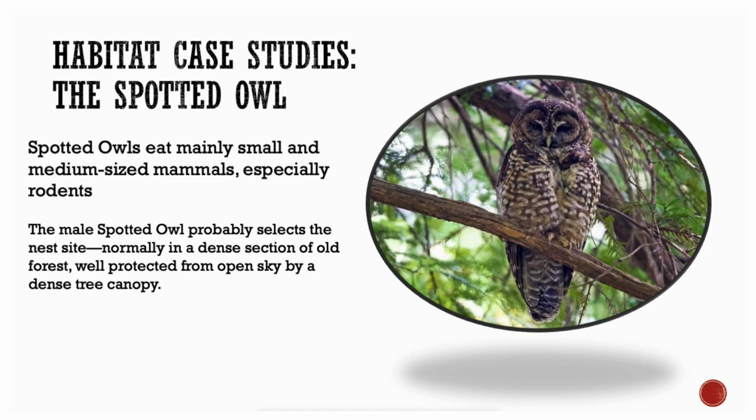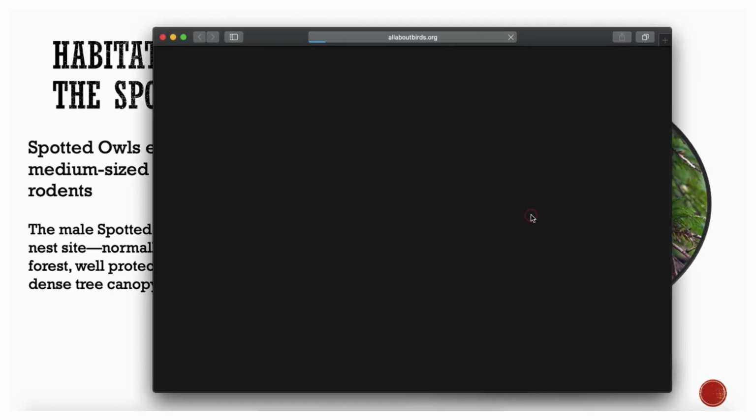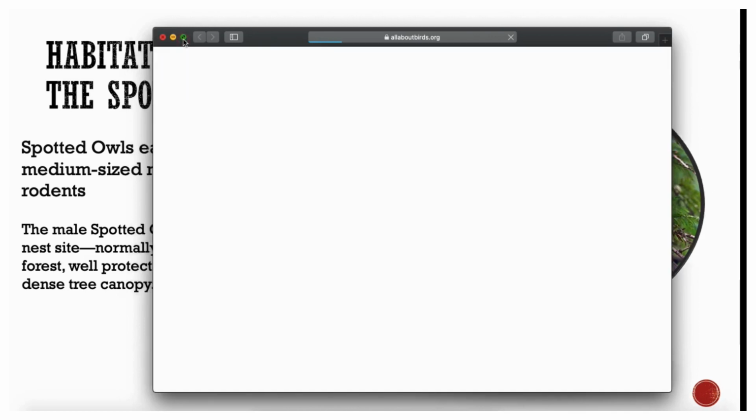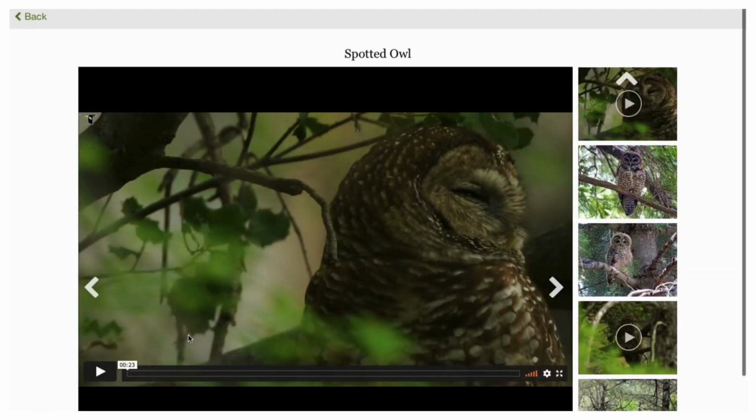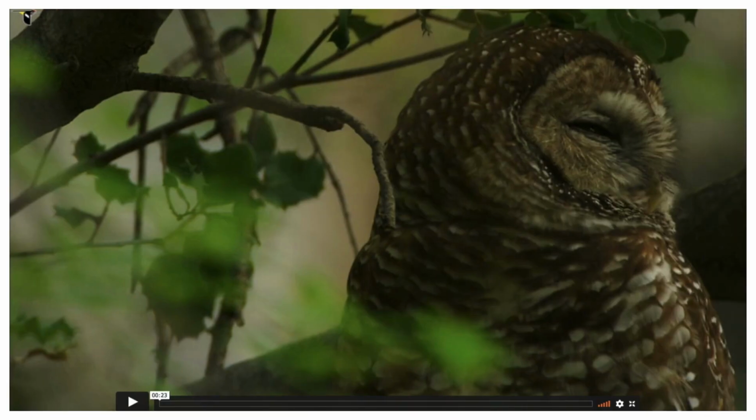In the third habitat case study, we have the spotted owl. These owls eat mainly small and medium-sized mammals, especially rodents, and they live in the west of North America. The spotted owl hunts at night and uses its hearing to locate its prey. The forests inhabited by the spotted owl vary, and there are several subspecies with slightly different features. Now we can look at how the spotted owls actually look, and there's a video that I would like to show you.